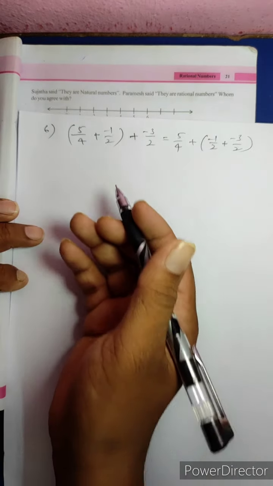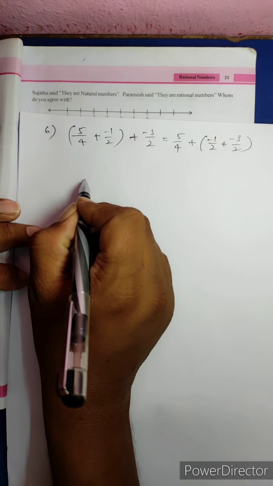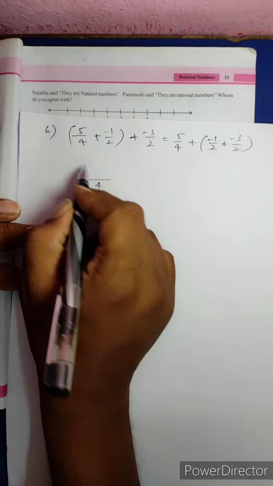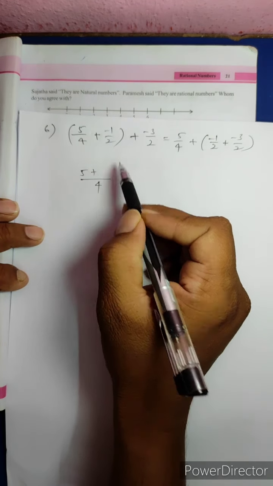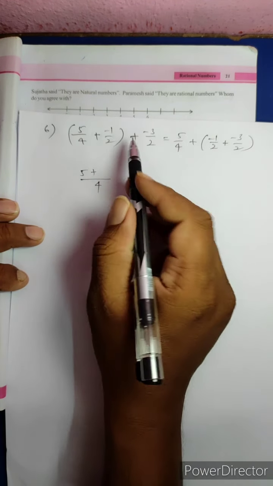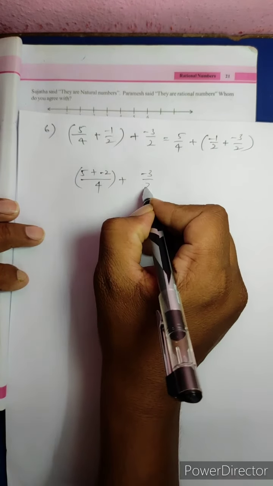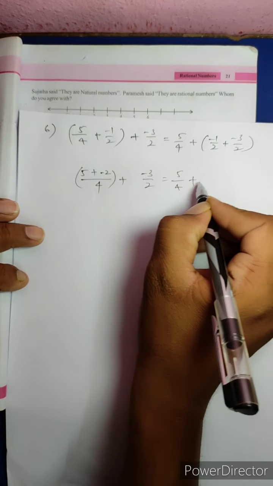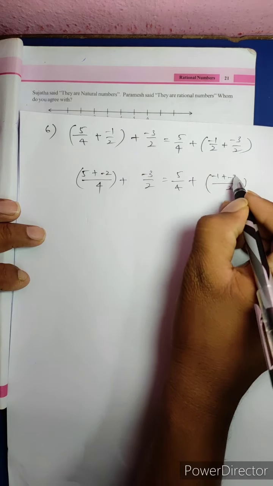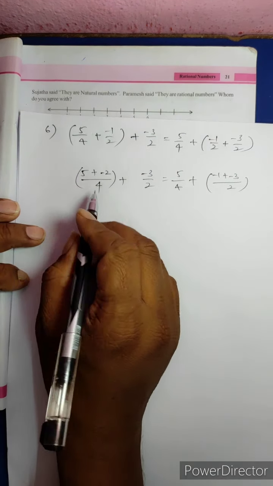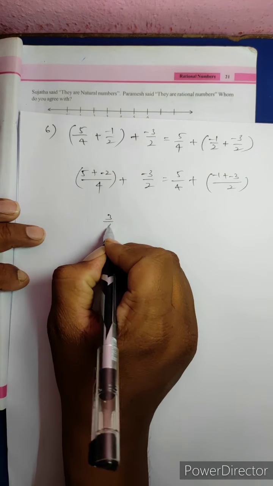Is it right or wrong? We can check through simplification. The LCM of 4 and 2 is 4. Where the denominator is the same, write 5. Change these two to denominator 4. 2 2s are 4. Then 2 1s are 2, minus 2 plus minus 3 by 2 is equal to 5 by 4 plus. Both are like fractions, so we can add directly. After that, 5 plus minus 2, plus into minus is minus. 5 minus 2, 3 by 4.